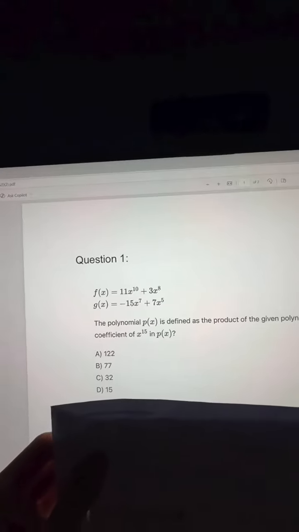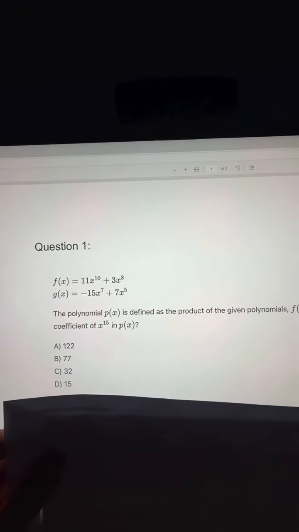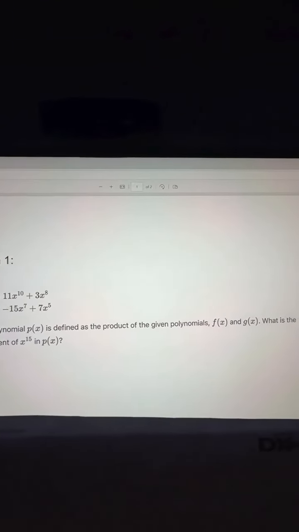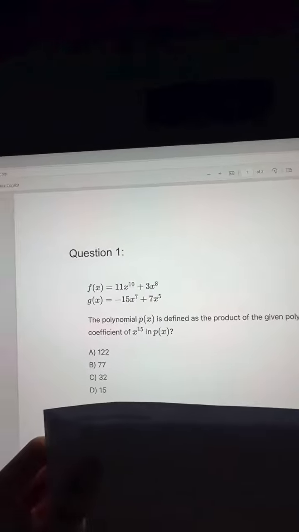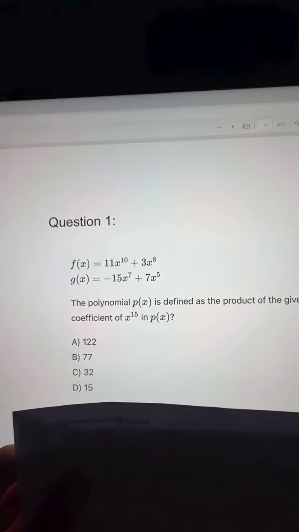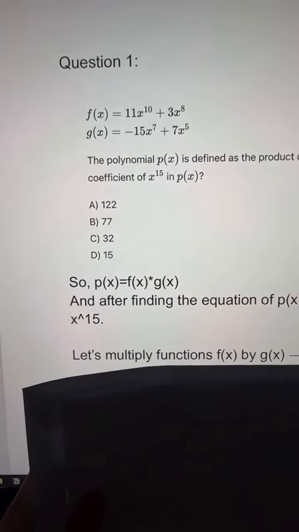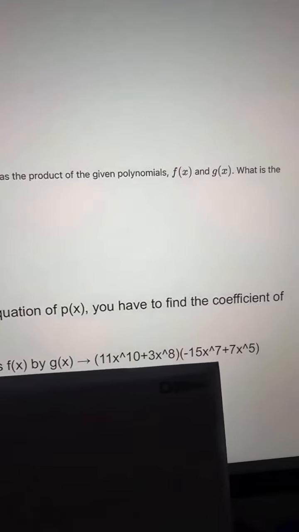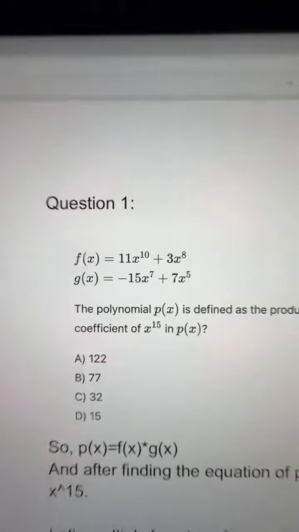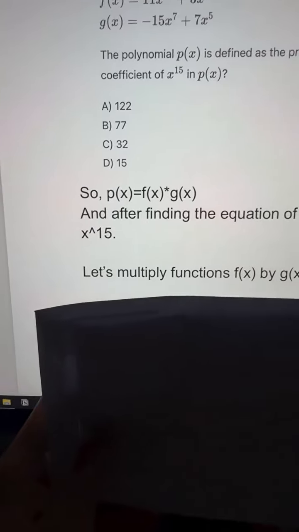Alright, so the first question, we're told that the polynomial p of x is defined as the product of the given polynomials, f of x and g of x. What is the coefficient of x to the power 15 in p of x? So we get p of x equals f of x times g of x. And after finding the equation of p of x, you have to find the coefficient of x to the power 15. So let's use the given formulas here and put them together.